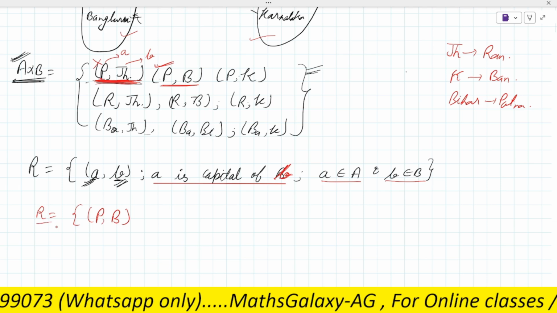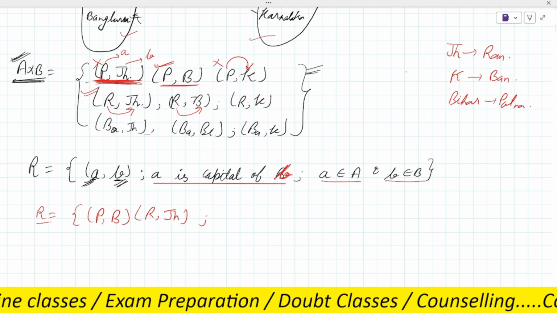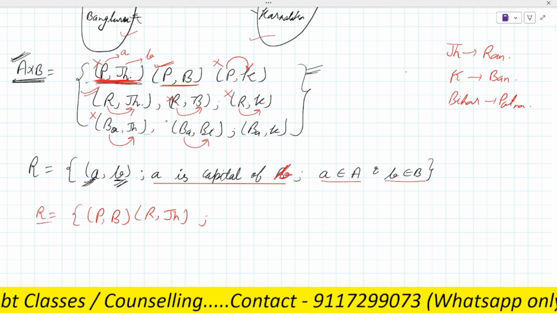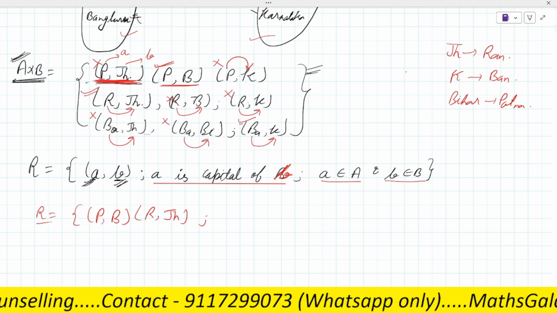Patna is the capital of Karnataka? No. Ranchi is the capital of Jharkhand? Yes, this will hold the relation, है ना? Ranchi and Jharkhand. Ranchi is the capital of Bihar? No. Ranchi is the capital of Karnataka? No. अच्छा, Bengaluru is the capital of Jharkhand? No. Bengaluru is the capital of Bihar? No. Bengaluru is the capital of Karnataka? Yes, this will hold the relation, right? So Bengaluru will be the capital of Karnataka. We will get this set, okay?